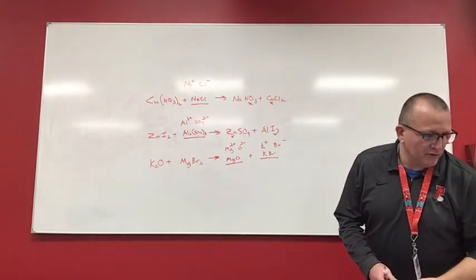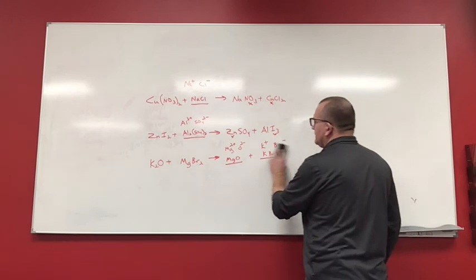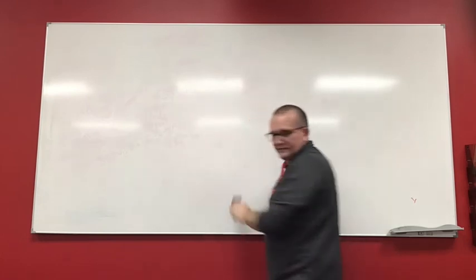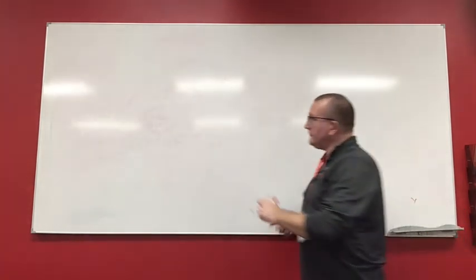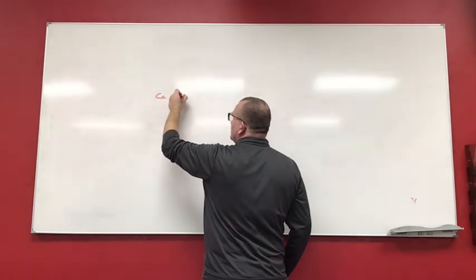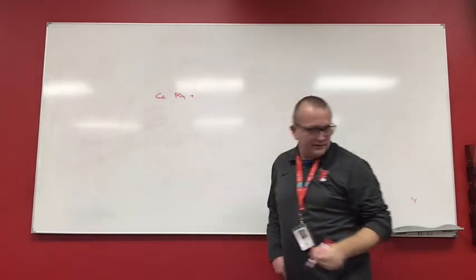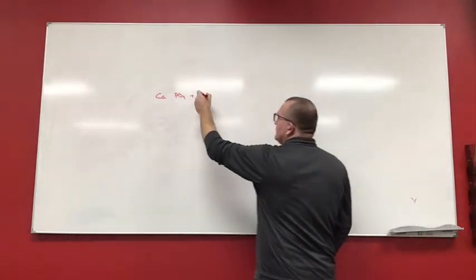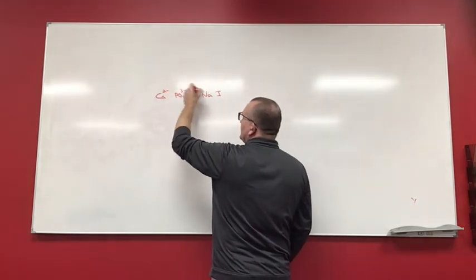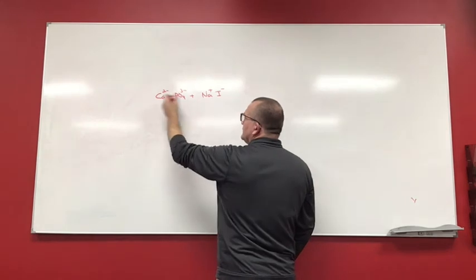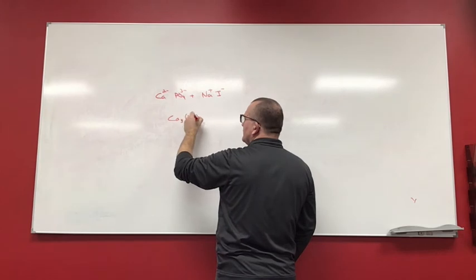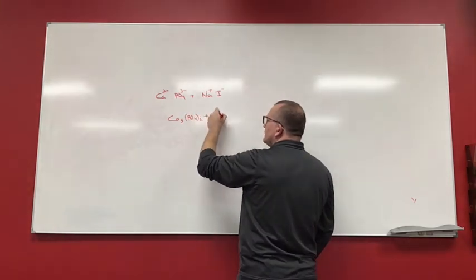Number 11, the reaction between calcium phosphate and sodium iodide. So calcium phosphate and sodium iodide. Calcium phosphate is Ca and PO4. And we're adding to that sodium and iodide, so Na and I. So know my charges. 2 positive, 3 negative, positive 1, negative 1. So make this compound Ca3(PO4)2 plus NaI.